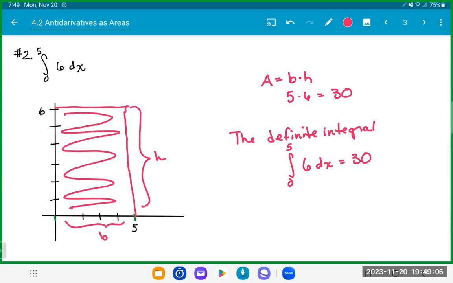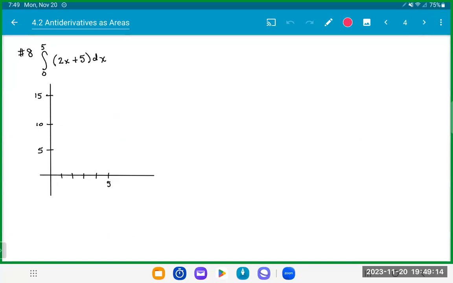Okay, question. What if it's not something as simple as this constant that we had here? Then what do we do? In this case, it's piecewise, right? So the region is a trapezoid, and we have to decompose the trapezoid into a triangle and a rectangle. If you recall, we could say this is our integral: the integral from 0 to 5 of 2x dx plus the integral from 0 to 5 of 5 dx, okay?